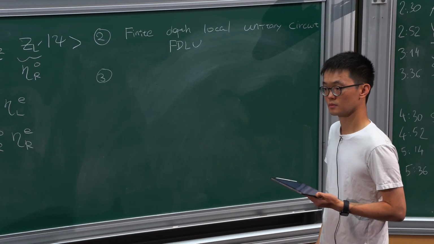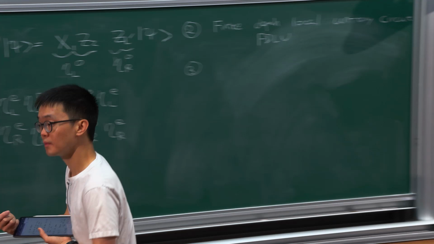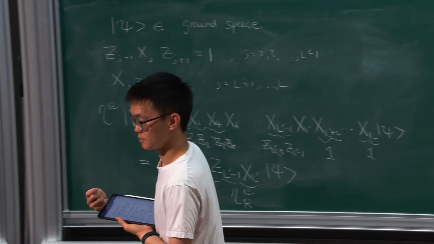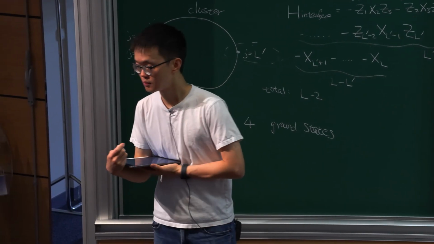How would you argue that at one endpoint the symmetry operator acts within the ground space? So you're kind of assuming that one endpoint of the symmetry operator acts within the ground space.